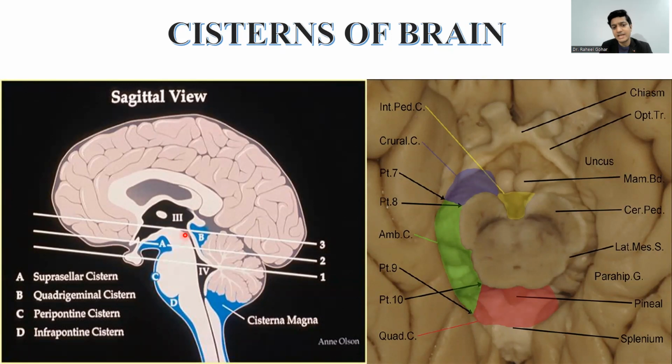Simply behind the brainstem, this is known as the quadrigeminal plate. So it is the quadrigeminal cistern. And this cistern here between the cerebellum and the medulla oblongata, this is known as the cisterna magna. This is the largest cistern of the brain.